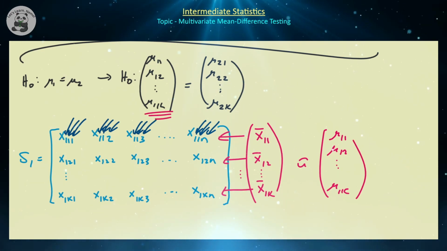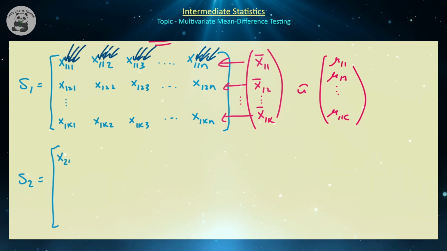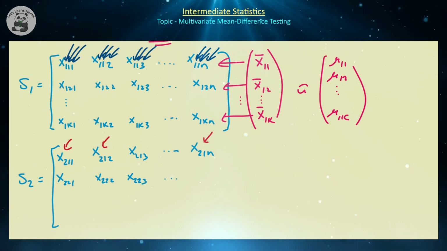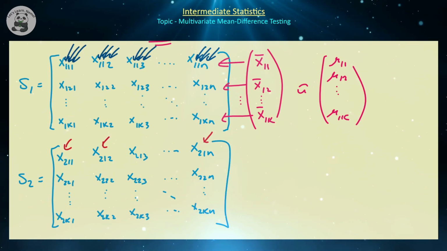And then we're going to be doing the same for the second sample. So the second sample is going to be of a similar structure, so it's going to be x211, x212, x213, all the way down to x21n. So the first entry is going to be the second population, first question, first person, second population, first question, second person, all the way down to the second population, first question, last person. And then we're going to have x221, x222, x223, all the way down to x22n. And that's going to continue all the way down to x2k1, x2k2, x2k3, all the way down to x2kn. Right, so that's going to be the structure for our second matrix. And let's just make sure we understand that.